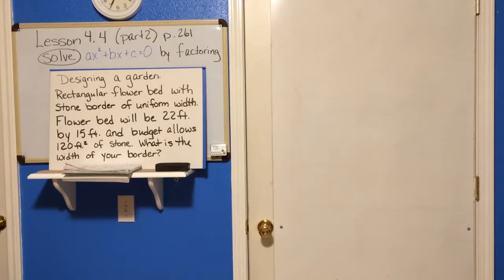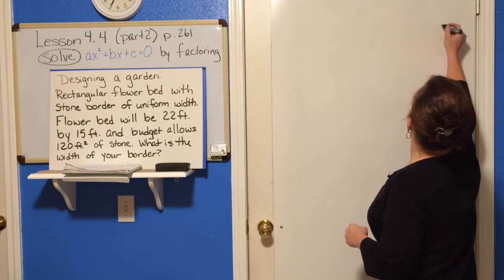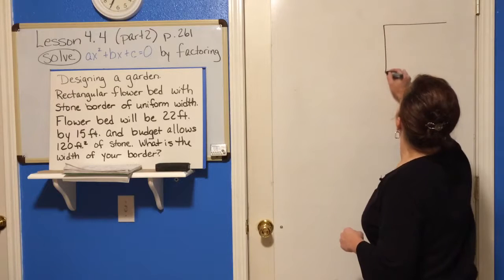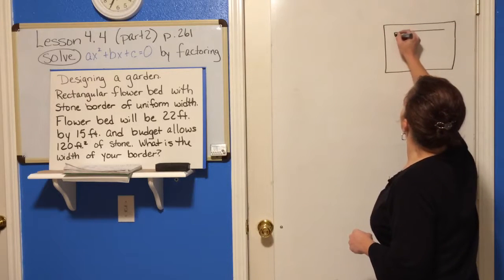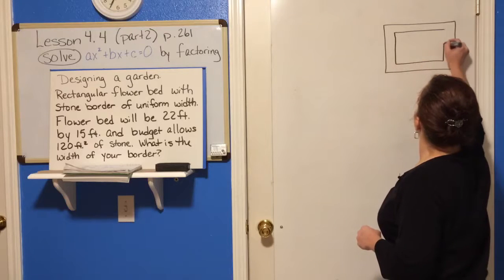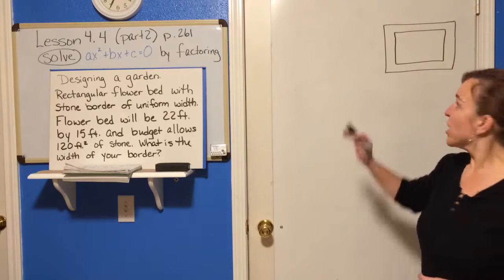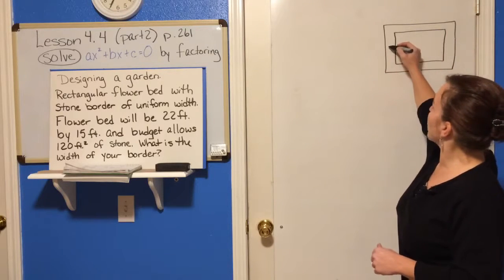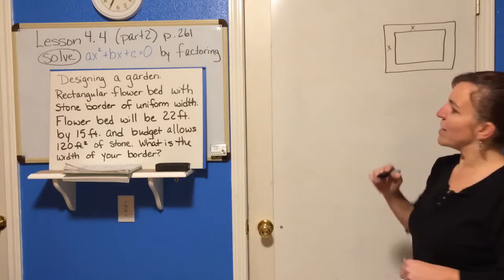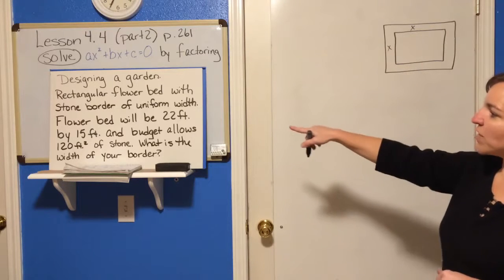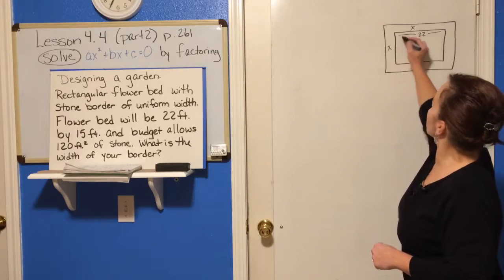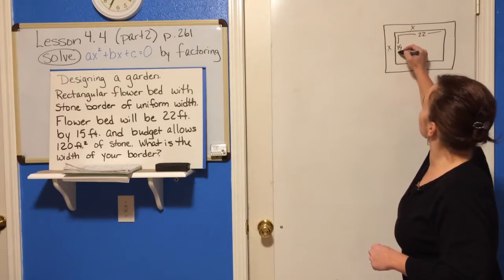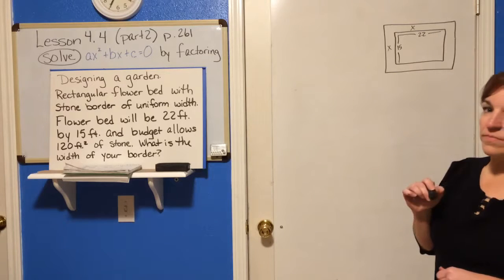So you want to start out with a picture. So this picture is going to be a rectangle. And you're going to have a flower bed inside a border. Your border is uniform all the way around, so each of these is going to be x. And you know your flower bed is 22 by 15. So 22 is this direction and 15 is this direction.